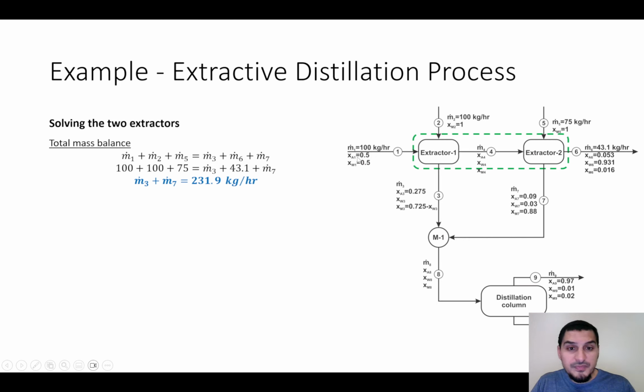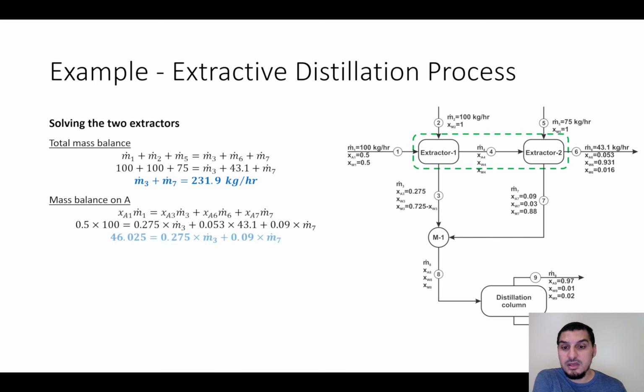So if you look at A, you would see that you have A here, you have no A here, there is no A here. So we have A in 1, 2, 3, 4 streams, and the very important part is that the compositions of A in these four streams are known. So you know the mass fraction of A here, here, here, and here, which is very good news, because if you apply the equation of A, then you will have another equation with the only unknown variables being M3 and M7.